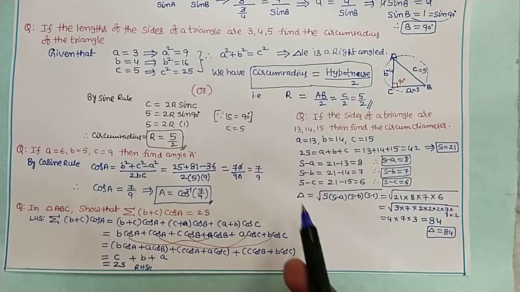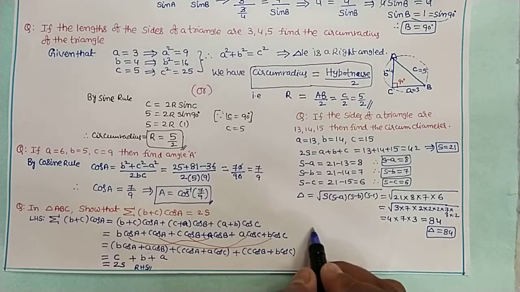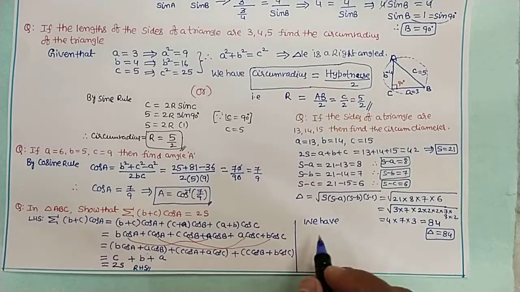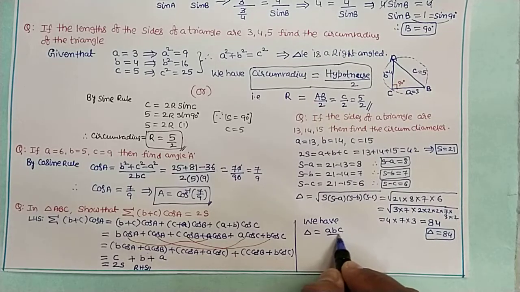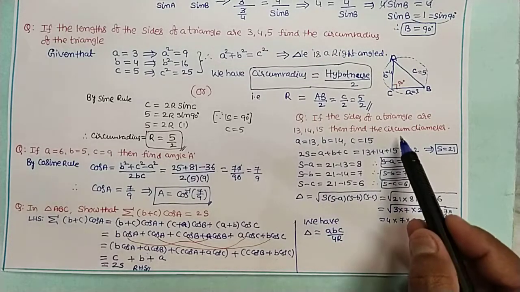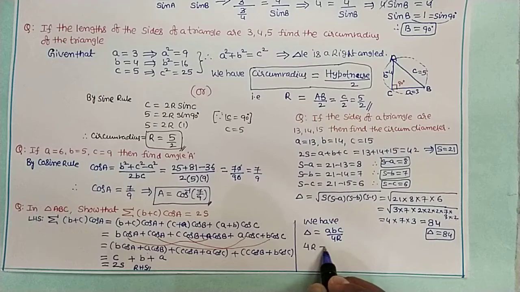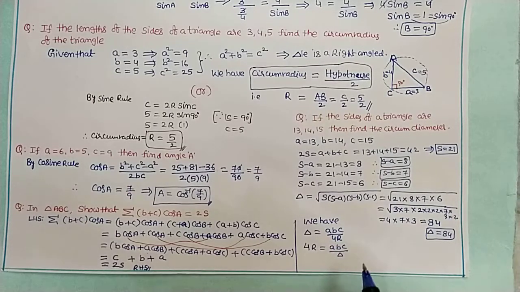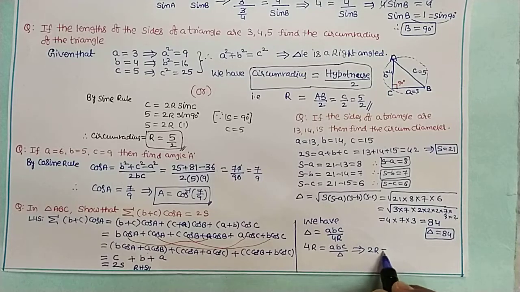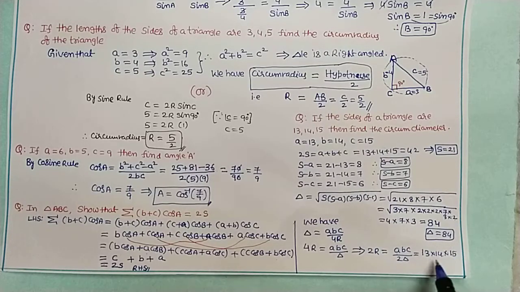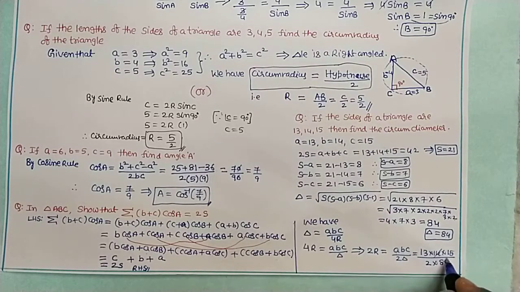Delta value we know, and a, b, c values we also know. So we have the formula delta equal to abc by 4R. But circumdiameter means only 2R, no? So now what I am doing is, 4R equal to abc by delta. From that, 2R equal to abc by 2 delta. So a value is 13 into 14 into 15 divided by 2 into delta. Delta value is 84. 14 ones are 14, six are.